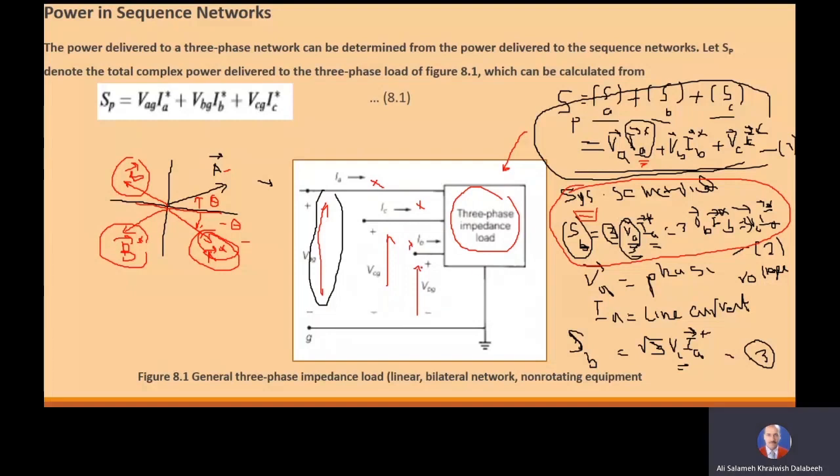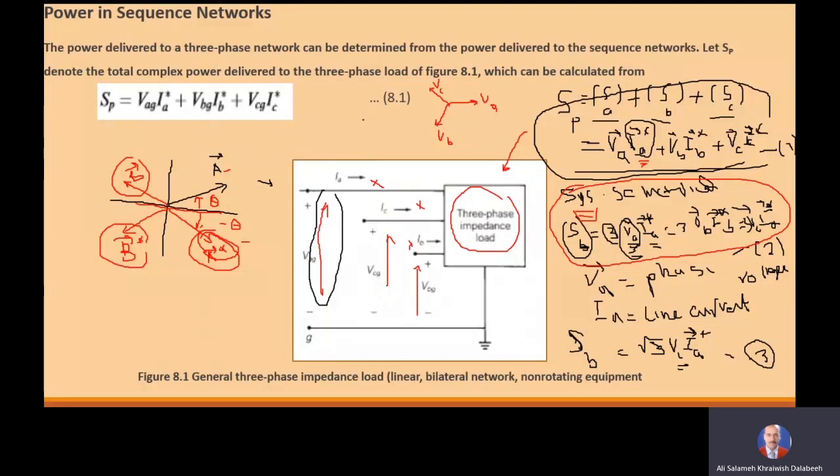This means that the voltages VA, VB, VC are equal in magnitude and displaced by 120 degrees. This is VA, okay? This is VB, okay? And this is VC.